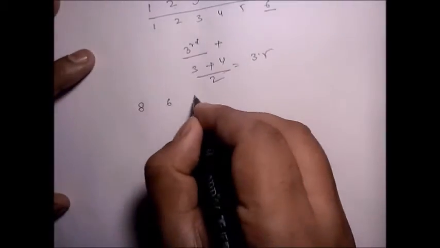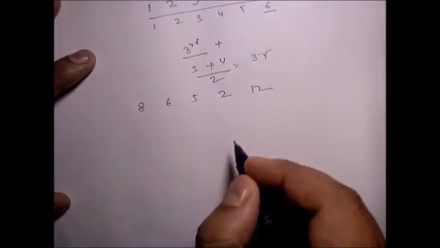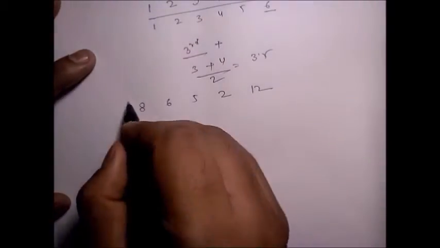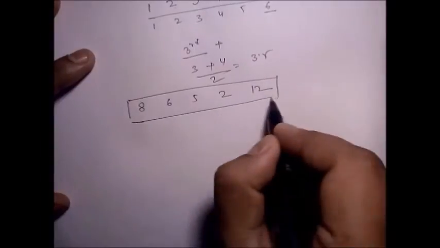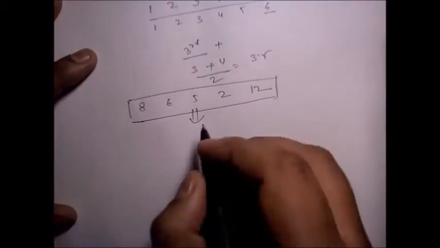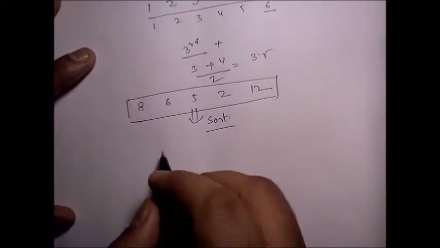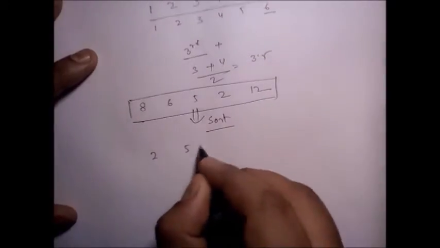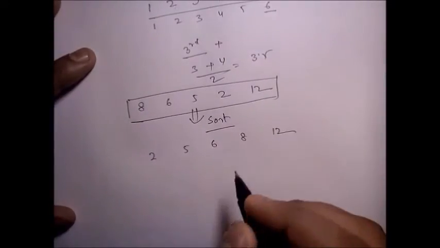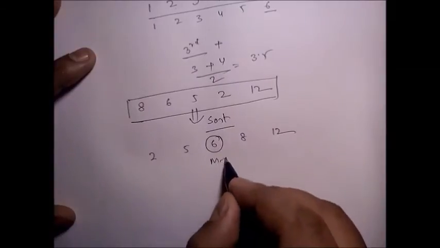Now suppose we have another data, say 8, 6, 5, 2, 12. Now can you say what is the median value? So please remember, before applying the median, we have to sort the data. So sorting gives 2, 5, 6, 8, 12. So the median value is 6. So 6 is the median.